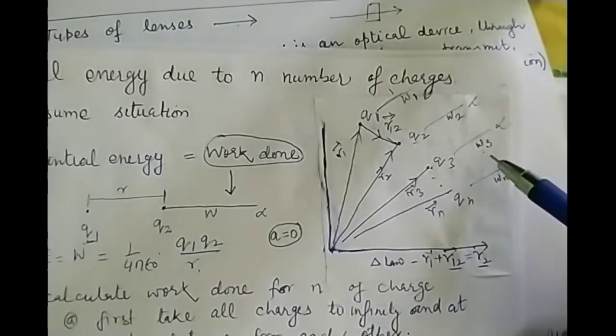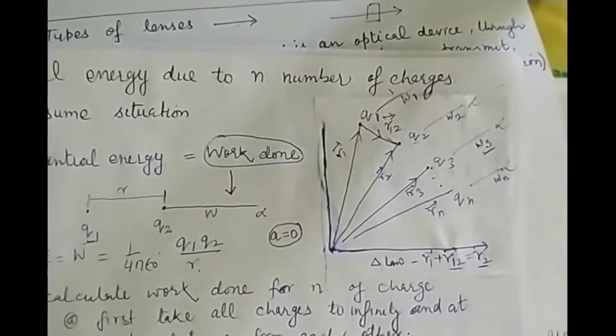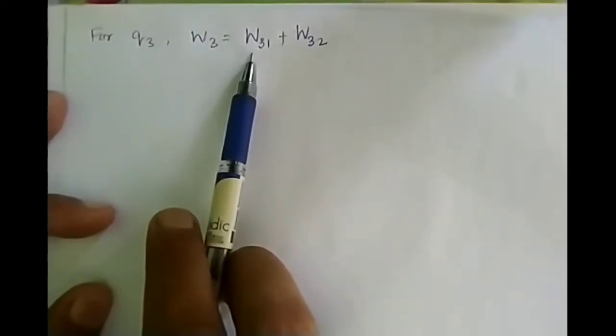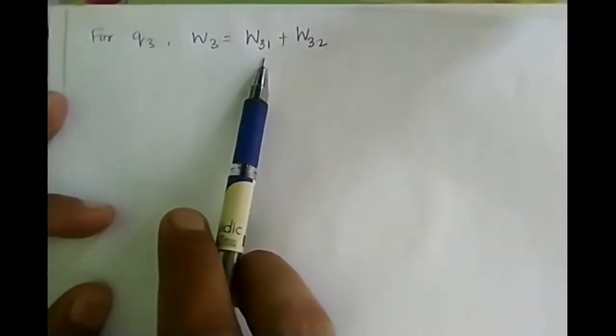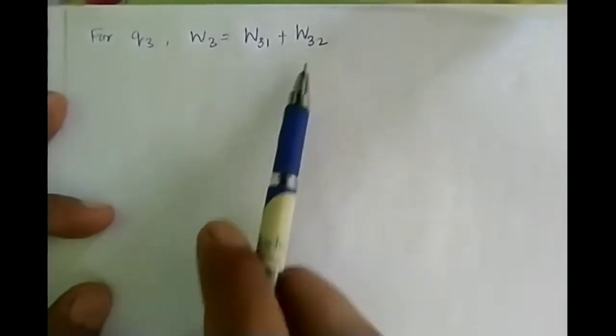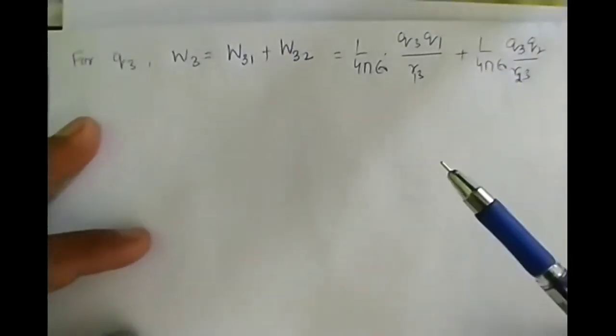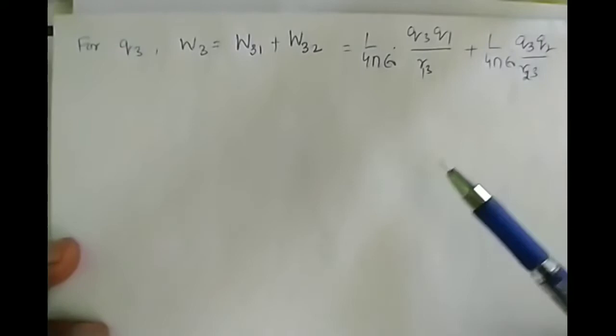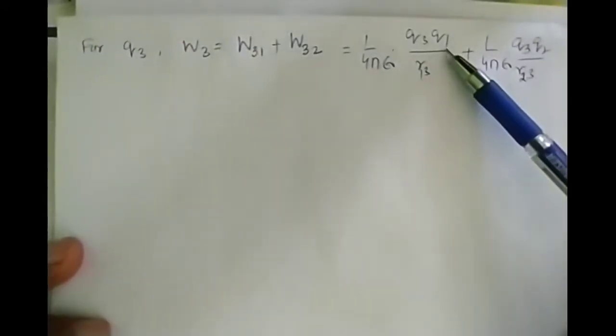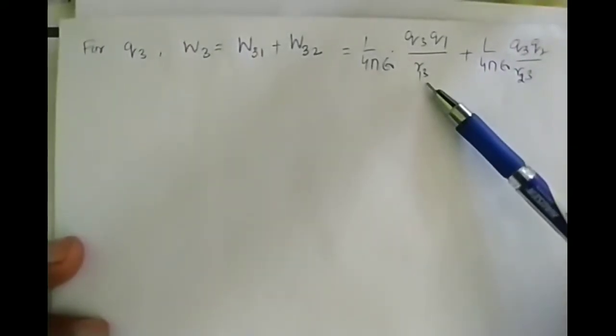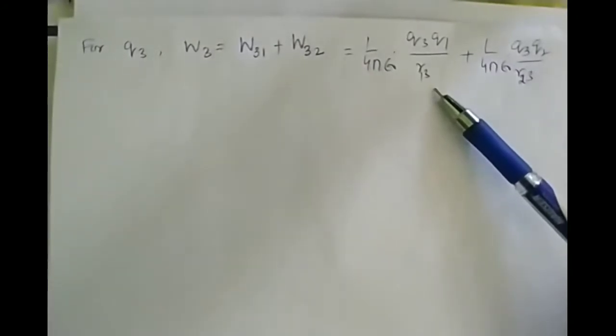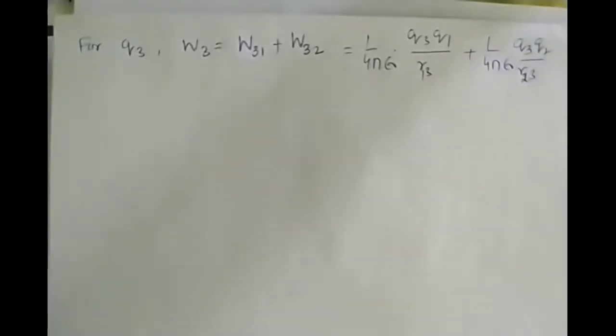Now the W3 total amount of work done will be equal to the work done to bring the third charge against the first one plus work done against the second charge. To calculate the work done for two charges, that is given by the formula, the product of charges and the distance between them. That is R13, and this is your Q3 Q2 R23.